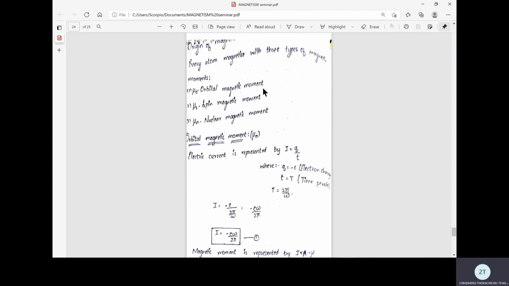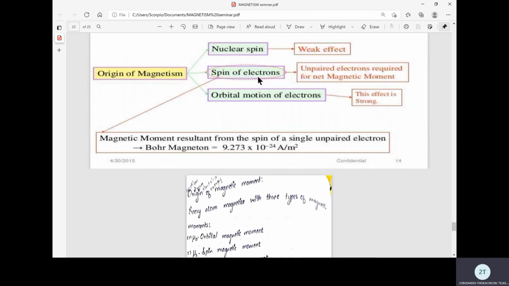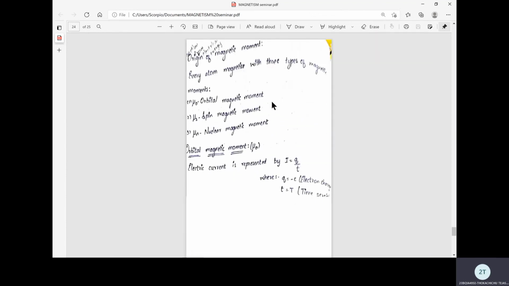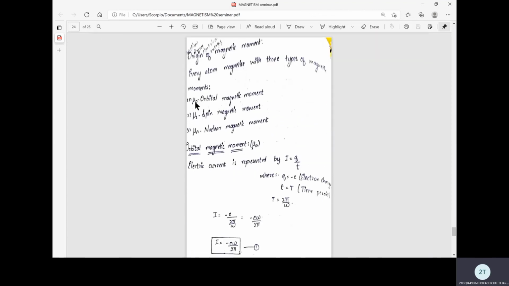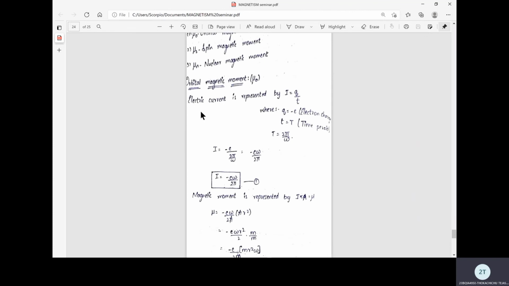Now, as we discussed, every atom is magnetized with three types of magnetic moments. These magnetic moments are due to the nuclear spin, the spin of electrons, and the orbital motion of electrons, which can be divided into three types: mu o, the orbital magnetic moment; mu s, the spin magnetic moment; and mu n, the nuclear magnetic moment. Now, the first one is the orbital magnetic moment, mu o. Let's derive the formula for this orbital magnetic moment.